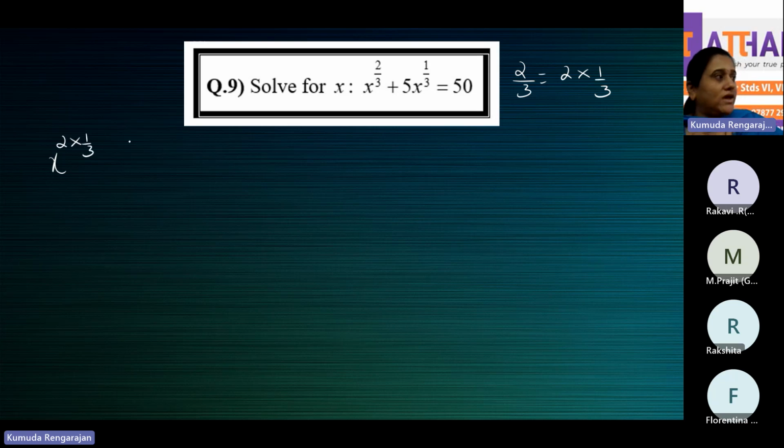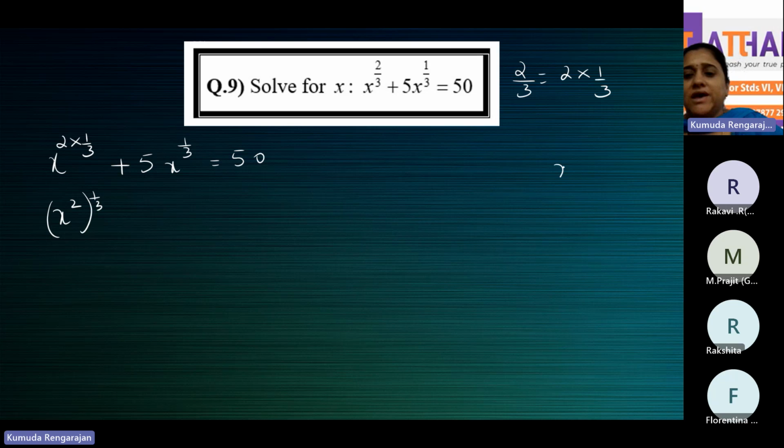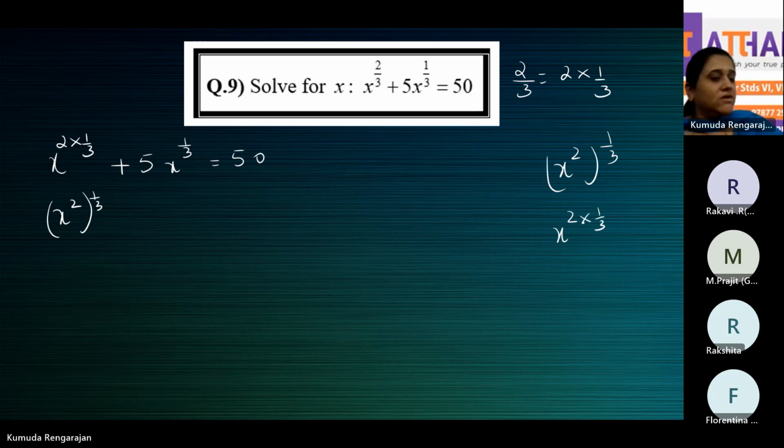The power 2 by 3 as 2 into 1 by 3, plus 5x to the power 1 by 3 is equal to 50. All right. Now this is nothing but x squared, the whole power 1 by 3. Remember the law of exponents? When there are many powers, we multiply the powers, no? So the earlier step should have been x squared the whole power 1 by 3, and that's why you are multiplying the powers, x to the power 2 into 1 by 3.